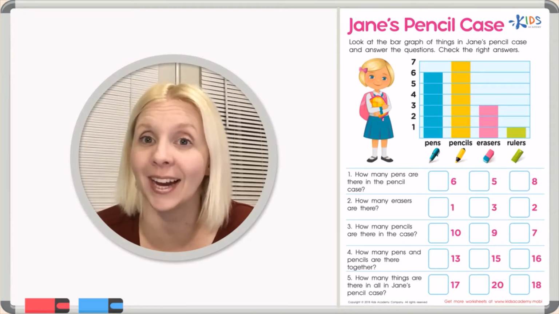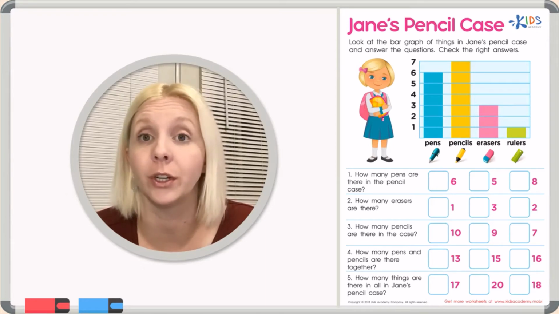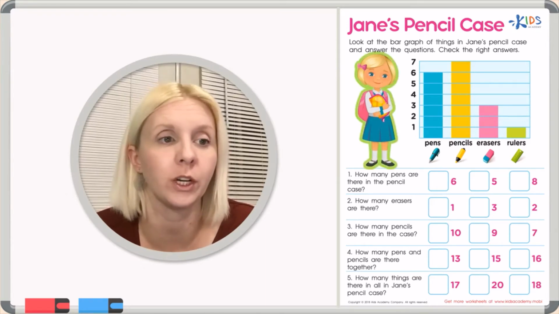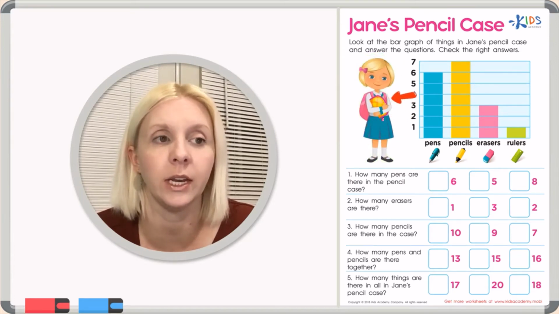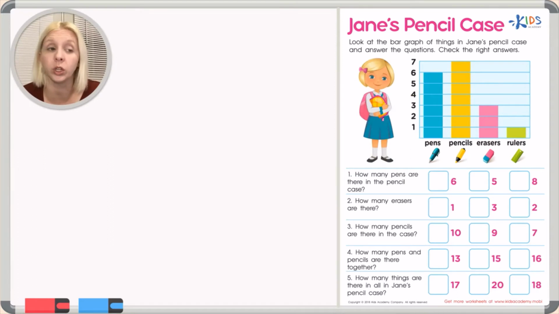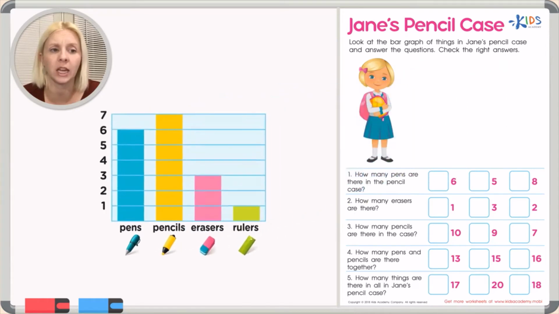Hello, welcome back. Today we're going to be taking a look at a worksheet, and the name of our worksheet is called Jane's Pencil Case. And we've got Jane here, and here's her pencil case that she keeps all of her things in. What we're going to do is first look at the directions. The directions say, look at the bar graph of things in Jane's pencil case and answer the questions. Check the right answers. So this is a bar graph.